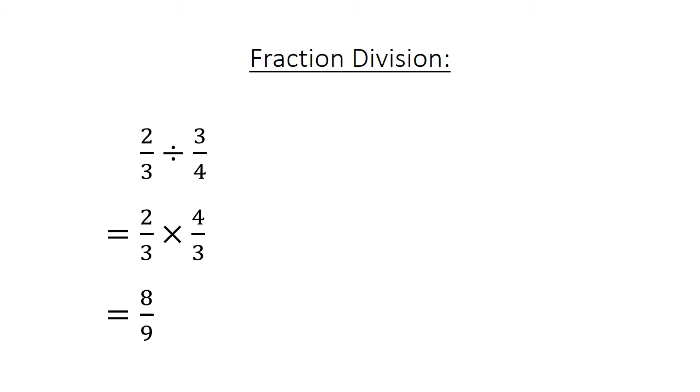Fraction multiplication. 2 over 3 times 3 over 4 equals 6 over 12. Simplify 1 over 2. Fraction division. 2 over 3 divided by 3 over 4 equals 2 over 3 times 4 over 3 equals 8 over 9.